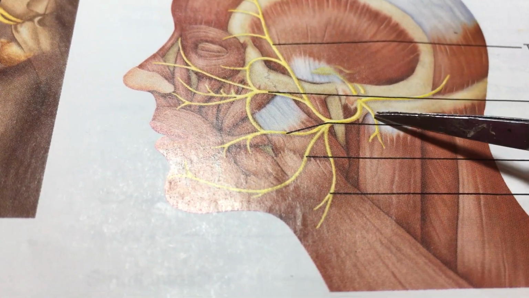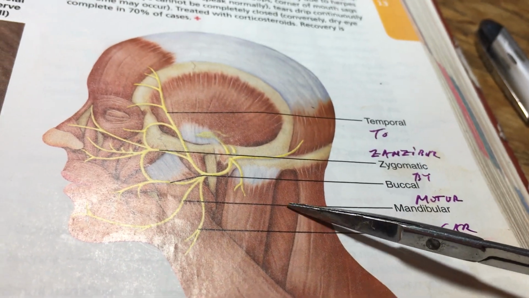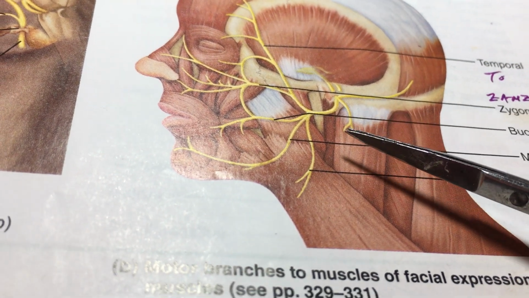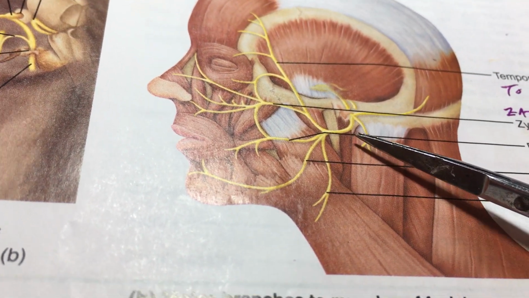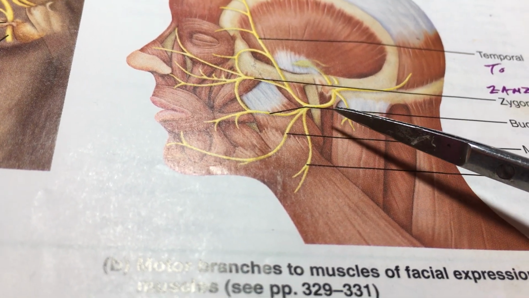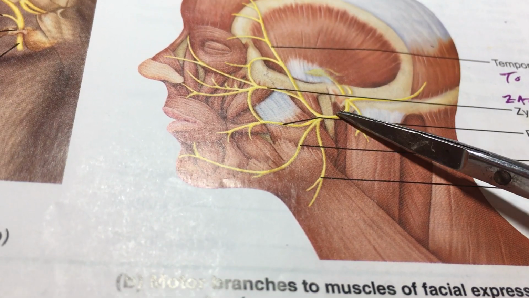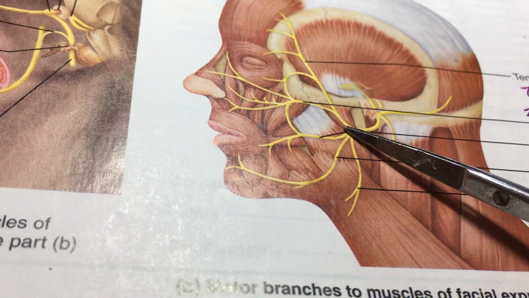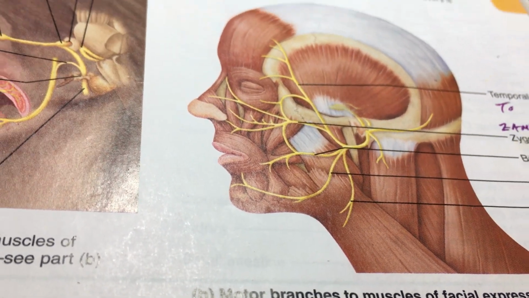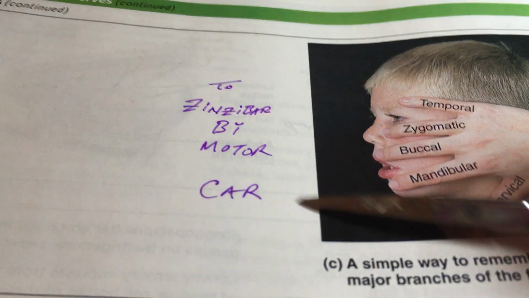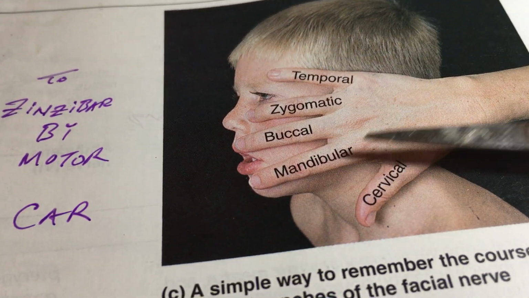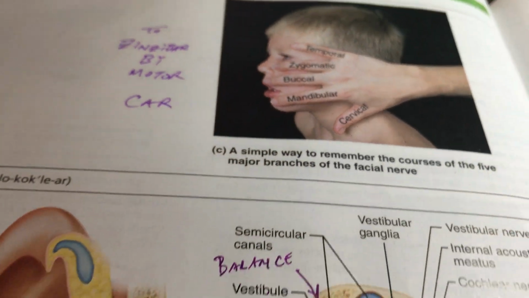And part of the deal here is that it's going to exit at the stylomastoid foramen. Okay, so you have to think to yourself, oh, styloid process. And then there's the mastoid process, both in the temporal bone, and there's a little opening right there for cranial nerve number 7 to come out, and then it branches. It's actually branching in front of the ear, right in front of your little tragus, into 5 branches. Okay, so I wanted to make that clear. And then we have "to Zanzibar by motor car," which is the temporal, zygomatic, buccal, mandibular, cervical branches right there.